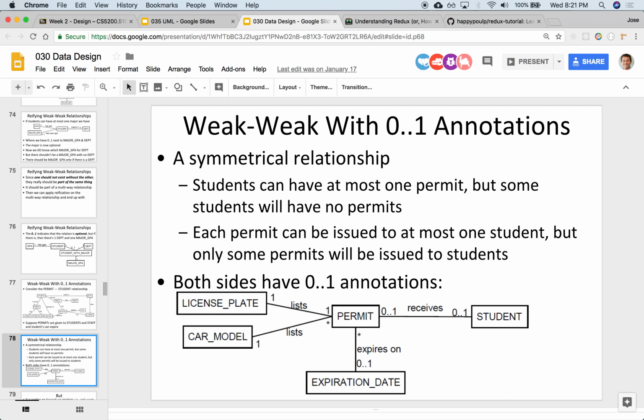Also, over here, the list of the license plate and car model. You could argue that the license plate is kind of like an enumerated data type, that it would be enough to capture that just in the permit as a string attribute, as opposed to being its own class, a whole bunch of records with those license plates. Since it's a one-to-one, you could just as well have it live inside of the permit.